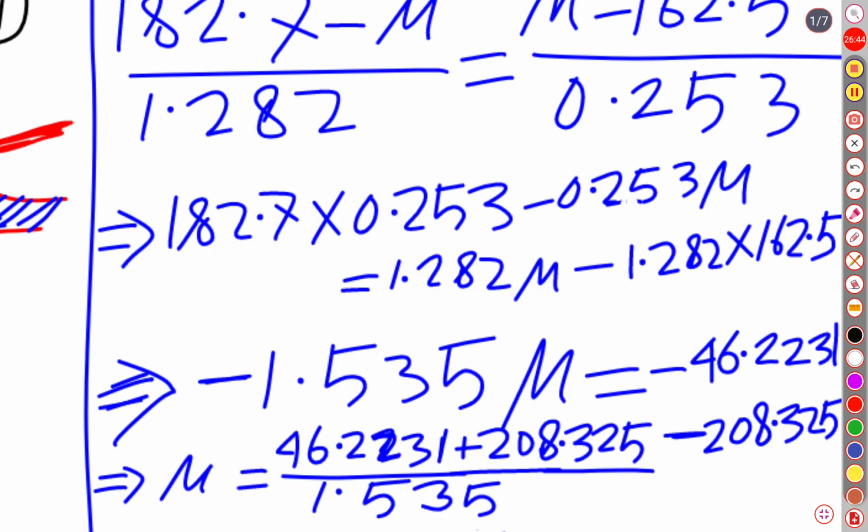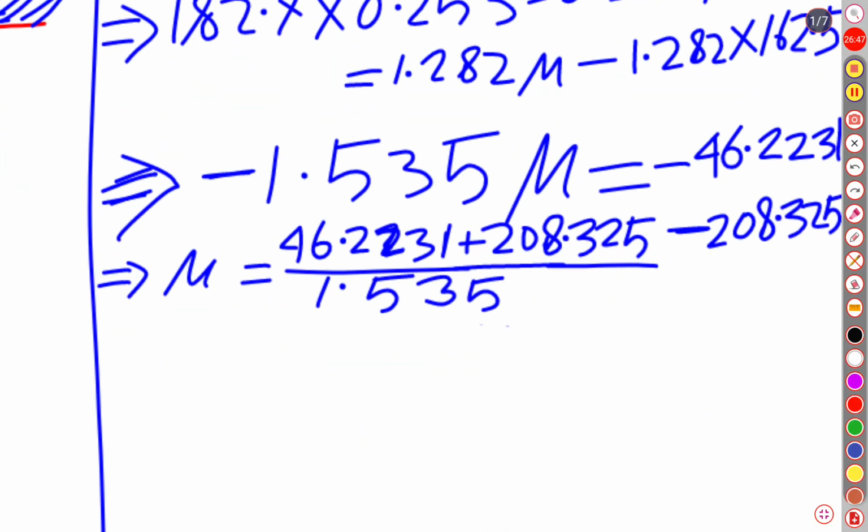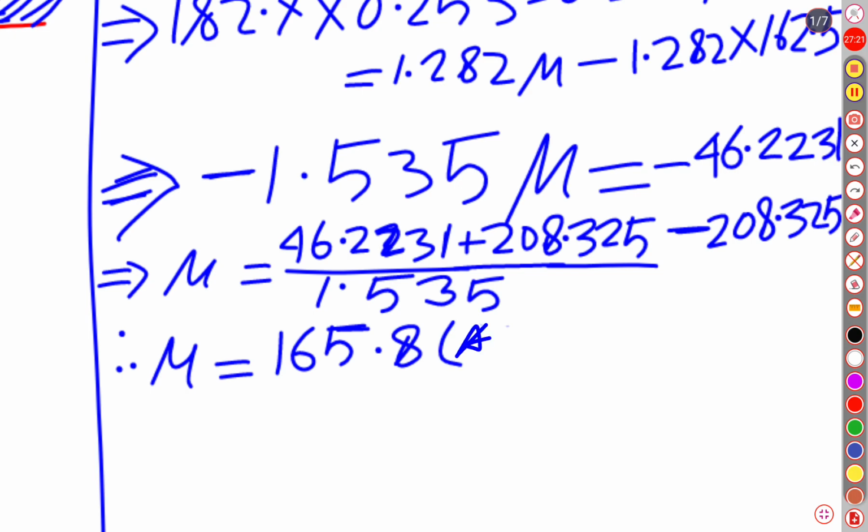So let us use our calculator. Hence mu is going to be, okay, let me use my calculator. 46.2231 plus 208.325 over 1.535 equals 165.83. If we round it to four significant figures, it is going to be 165.8. So that is one of the answers.